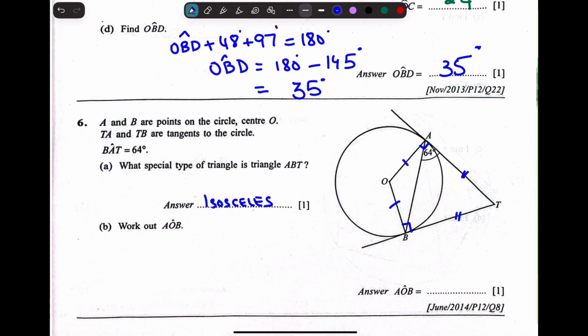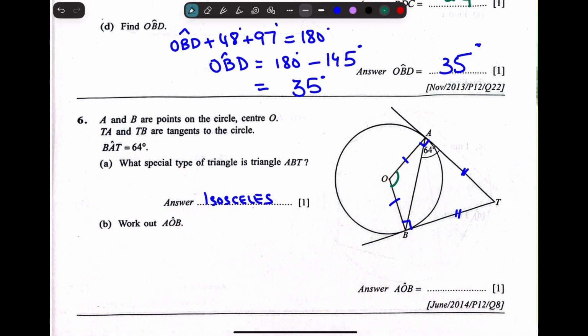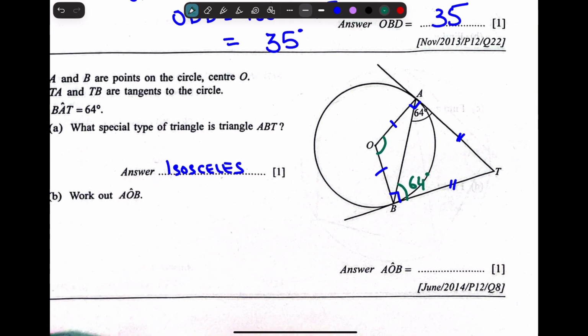Work out AOB. AOB, so this angle. Now because ABT is an isosceles triangle, this is going to be 64 as well. And if we know two angles of a triangle, we can find out the third one.